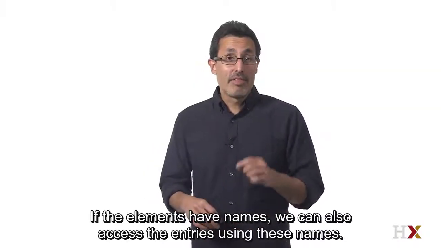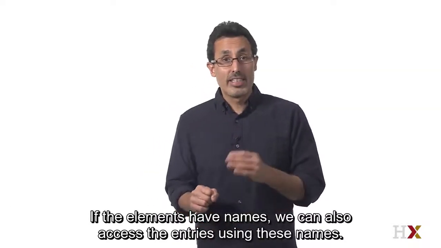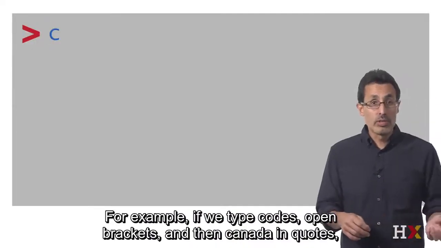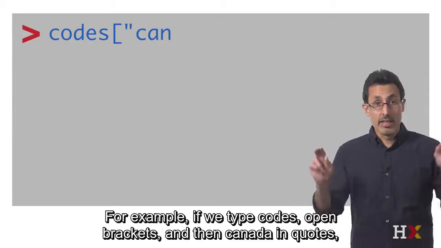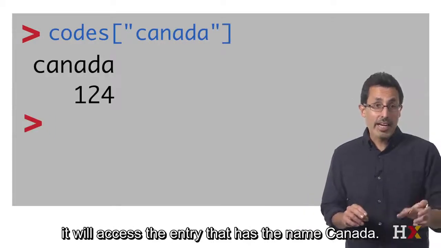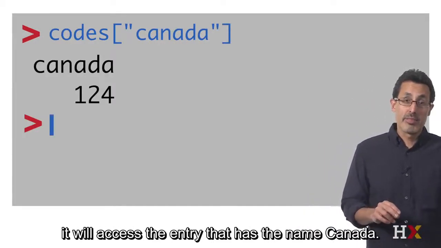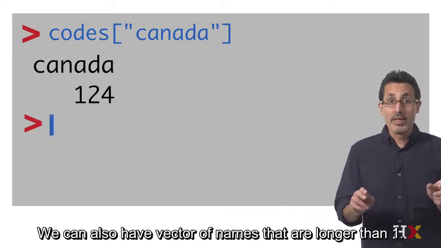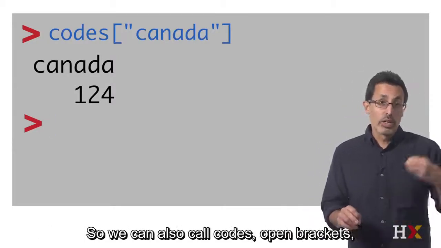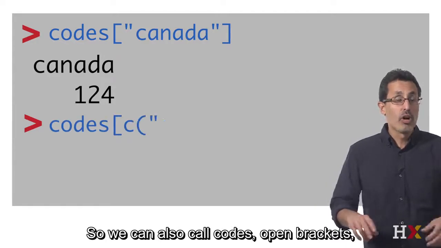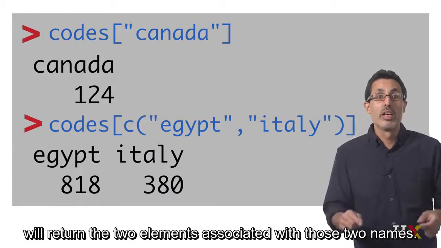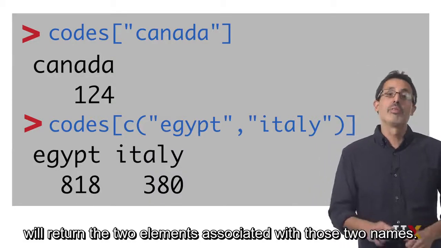If the elements have names, we can also access the entries using these names. For example, if we type codes, open brackets, and then Canada in quotes, it'll access the entry that has the name Canada. We can also use a vector of names that is longer than 1. So we can call codes, open brackets, and then have a vector of string names, and it'll return the two elements associated with those two names.